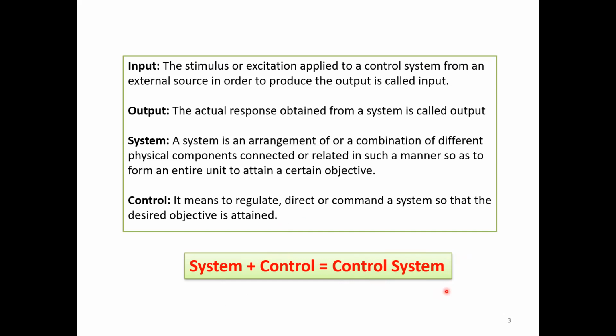I think this idea is clear to you, right? What is the control system? If you want to control the system, then you have to regulate, direct, or command a system to get the desired objective. That is the control system. So you can control the system by using some control parameters.